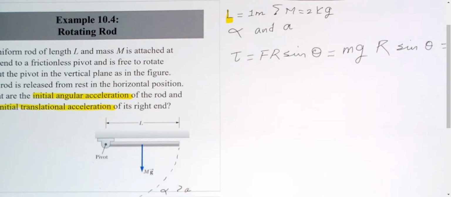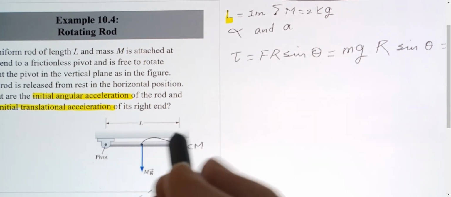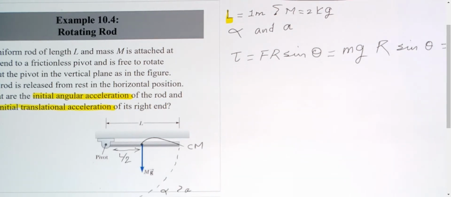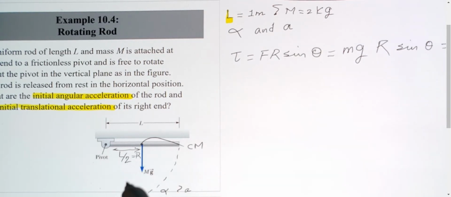When gravity acts on an object, it will act on the center of mass, not on the whole mass. So we consider the distance to the center of mass. Here is the center of mass, so this distance is L over 2, and we call it r. Of course, it's a uniform mass, so we take half the length.